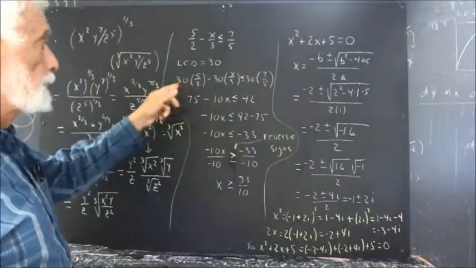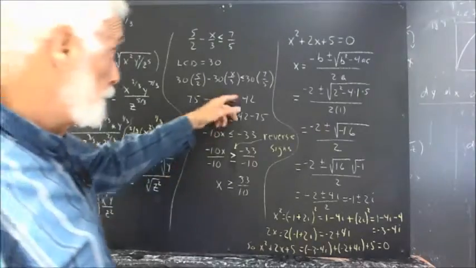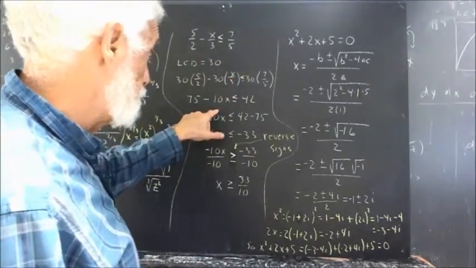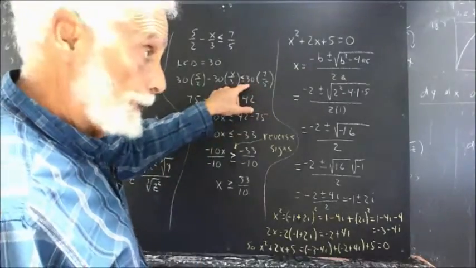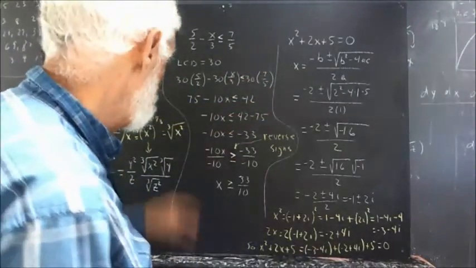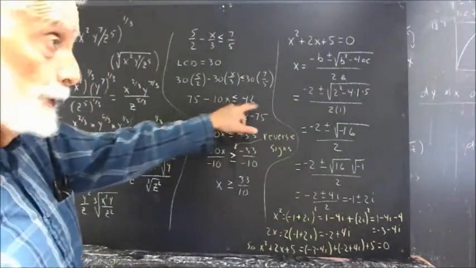Conveniently then, 2 goes into 30 15 times. 15 times 5 is 75. 3 goes into 30 10 times. 10 times x is 10x. And of course we have the minus. 5 goes into 30 6 times. 6 times 7 is 42. We get the simple inequality: 75 minus 10x less than or equal to 42.